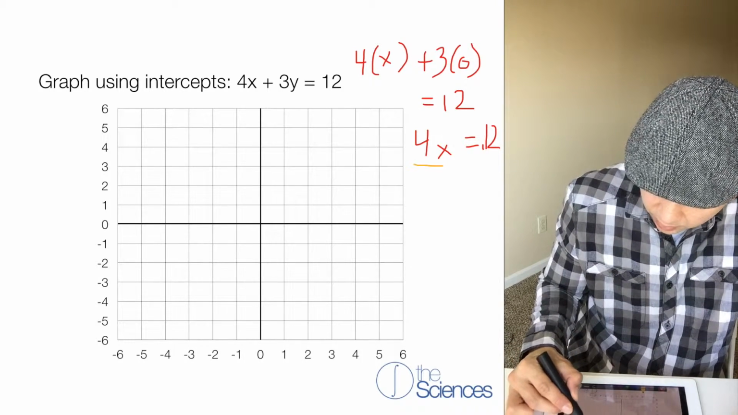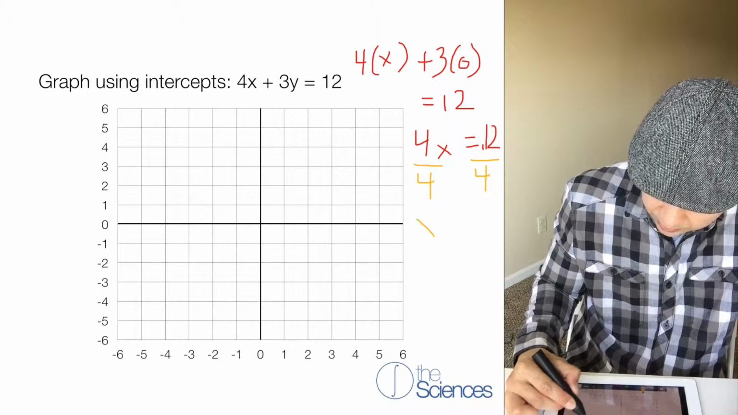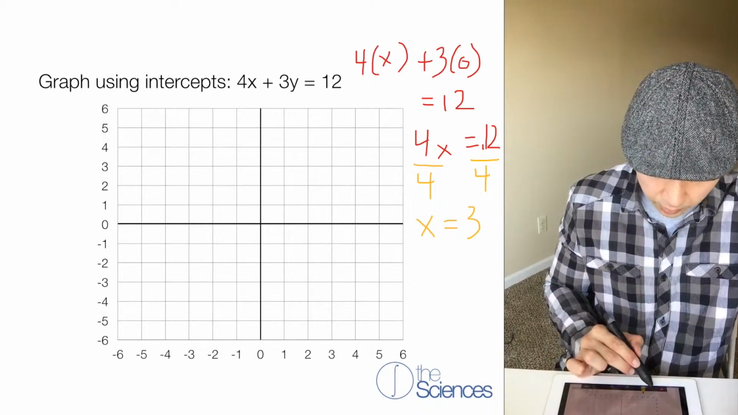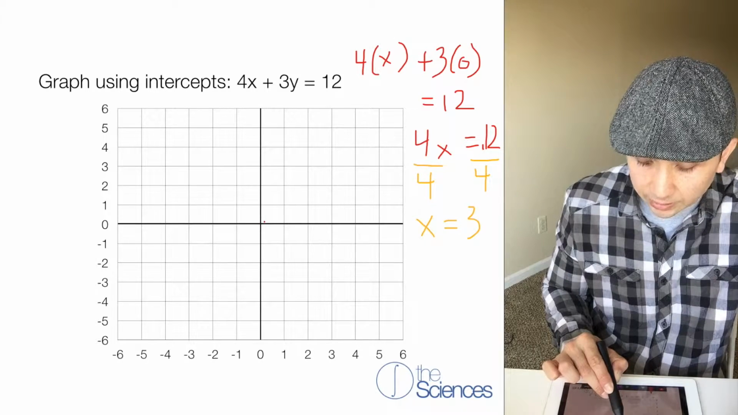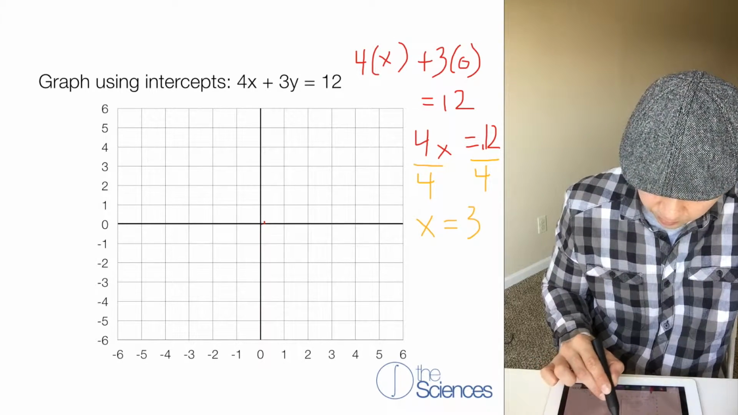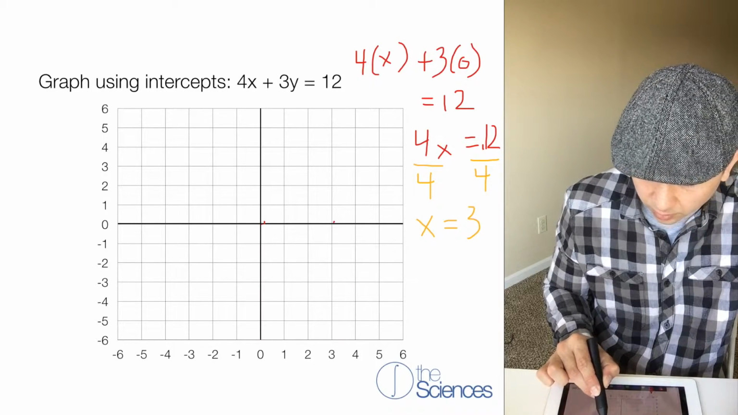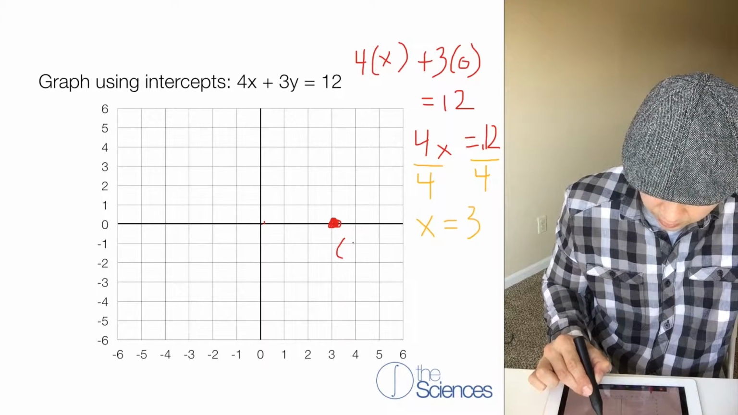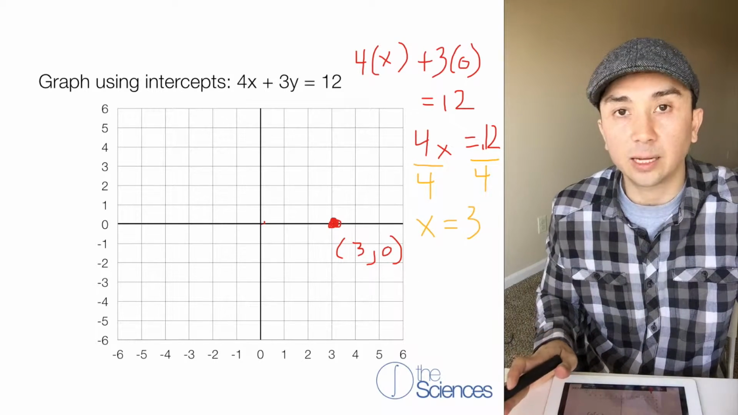Now if we divide by 4 on both sides, x equals 3. So we know that when y equals 0, x equals 3. Now we can plot that by going 3 to the right and drawing that in. So that's 3, 0. That's our x-intercept.